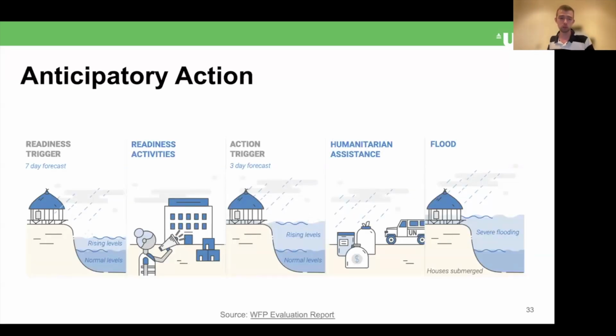Now, anticipatory action, for those of you that don't know exactly what that means, basically here we're trying to anticipate the inevitable disaster that is going to happen within a week, 2 weeks, a couple days even. And this usually happens by having a readiness trigger a couple days earlier, 7 days earlier, for example, in this case, where the rising levels of water uphill somewhere are measured so that we can predict whether there's going to be floods in several days in the lower lands.